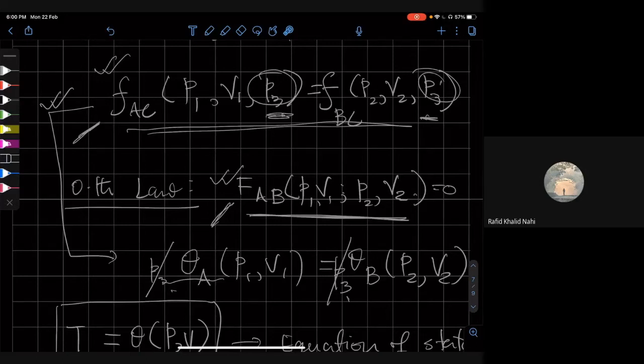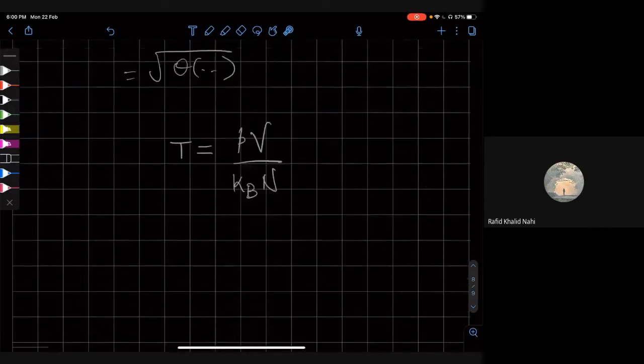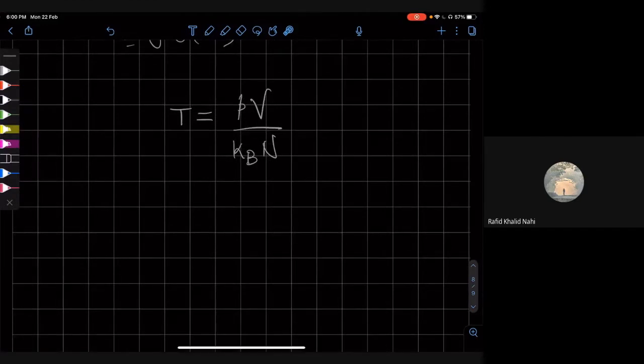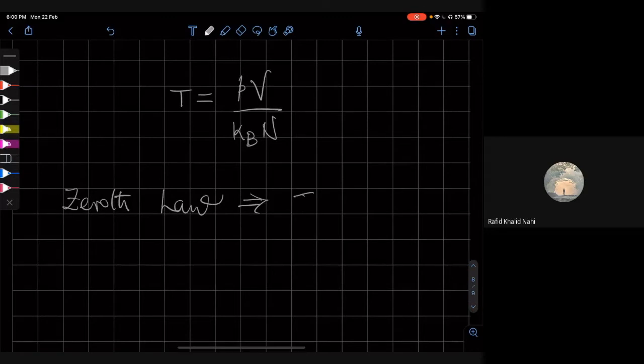About that. So yeah. So the zeroth law tells us that the zeroth law implies that there is something called temperature. And when the temperature of two systems are the same, they are in thermal equilibrium. Okay.